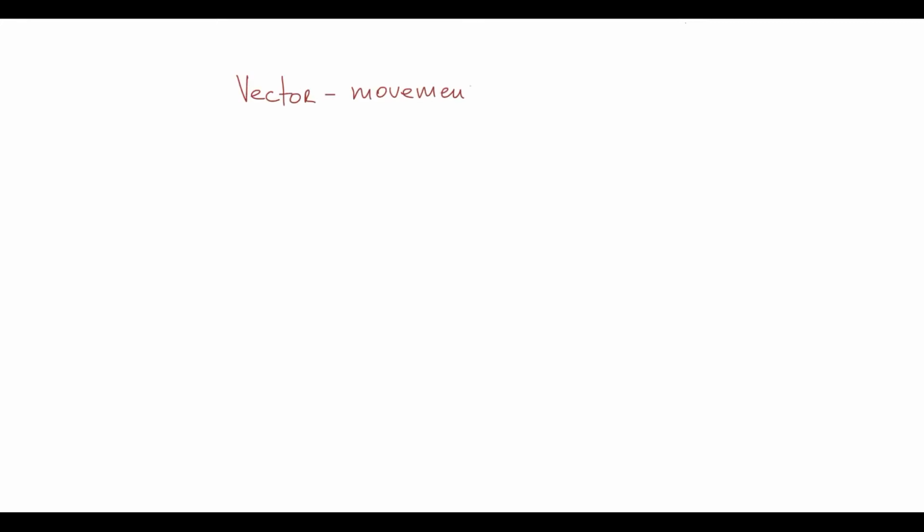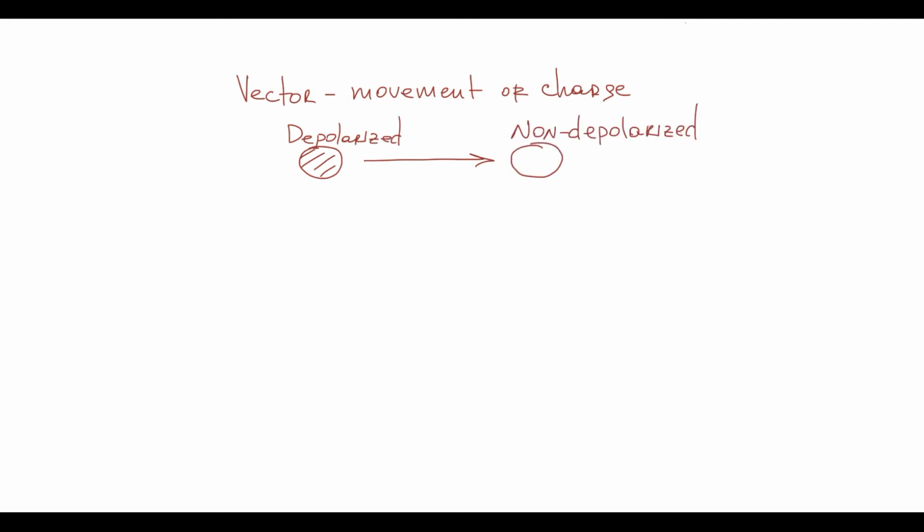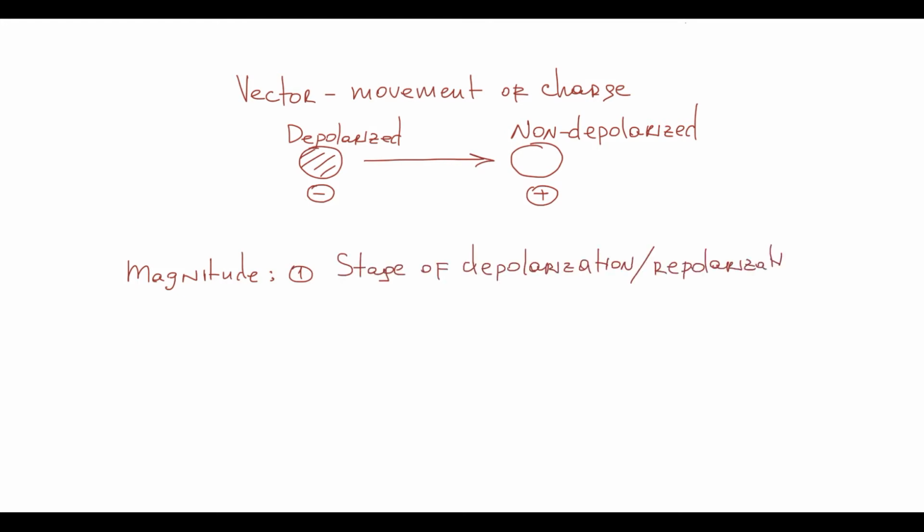Vector shows the movement of charge. Basically, it's a line from depolarized to non-depolarized cell, or we can say that it's a line from cells that have negative charge to cells that have positive charge. The magnitude of the vector is determined by two factors. First of all, it's the stage of depolarization or repolarization, and second, and the most important factor, it's tissue mass.